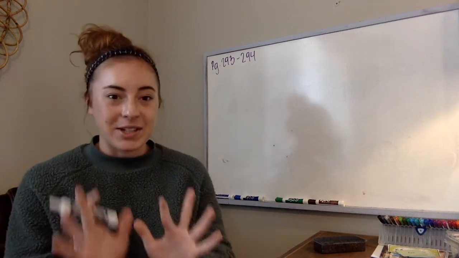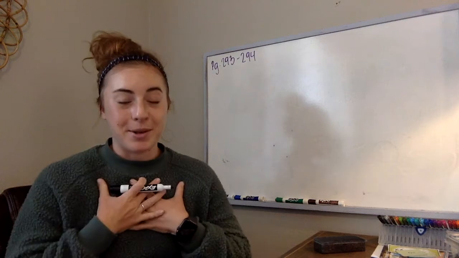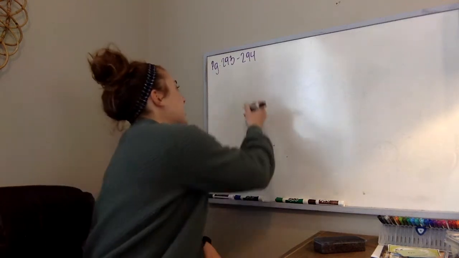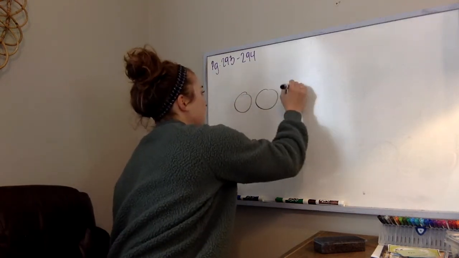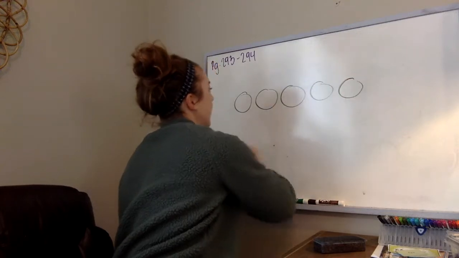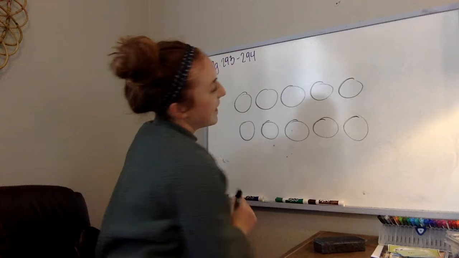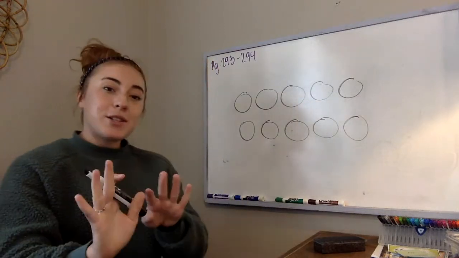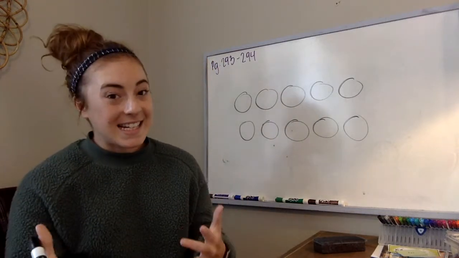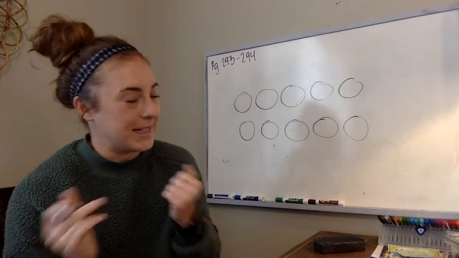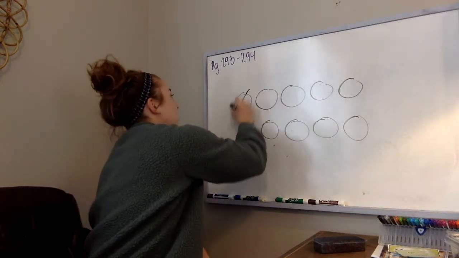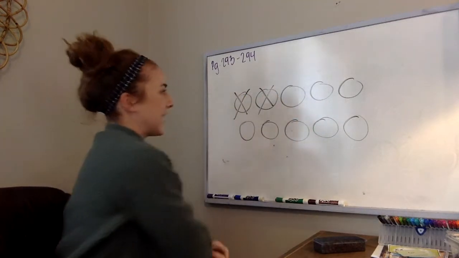All right, so now that you're done, I'll show you how I would draw my picture. So I'm going to start with 10 oatmeal cookies. 5, 6, 7, 8, 9, 10. 10 oatmeal cookies. 2 of them already got eaten. I may have been the one to eat them. And so I'm going to cross out 2 oatmeal cookies.